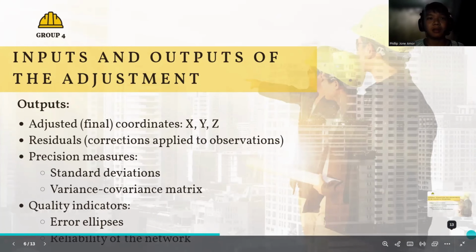The purpose of these outputs is to confirm whether the adjustment succeeded and to demonstrate accuracy and reliability of the final survey results. Altogether, the inputs provide the raw data and references, while the outputs give us corrected coordinates, measures of precision, and indicators of quality. This ensures that our survey results are consistent, accurate, and dependable for engineering and mapping projects. So that's all for my part about the inputs and outputs of the adjustment.